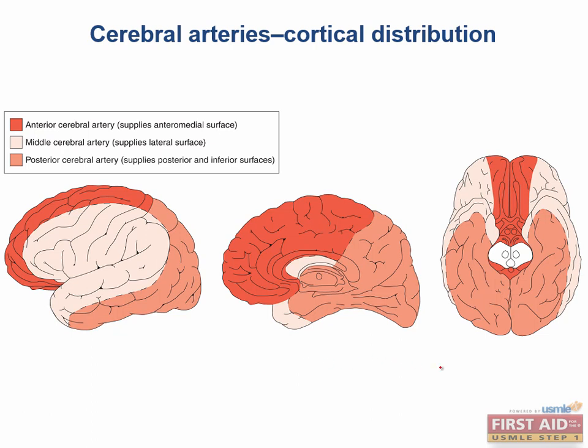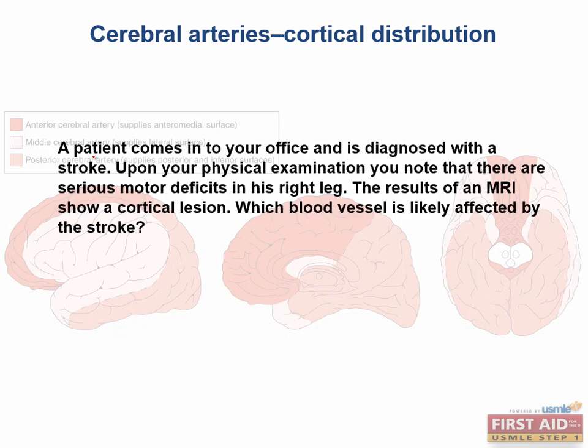The brain receives blood from the anterior cerebral artery, the middle cerebral artery, and posterior cerebral artery. It is very important to know how these three main arteries supply regions of the cortex. For example, a patient comes into your office and is diagnosed with a stroke. Upon your physical examination, you note that there are serious motor and sensory deficits in his right leg.